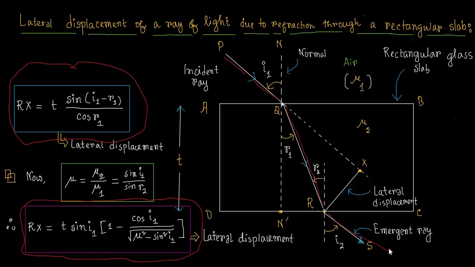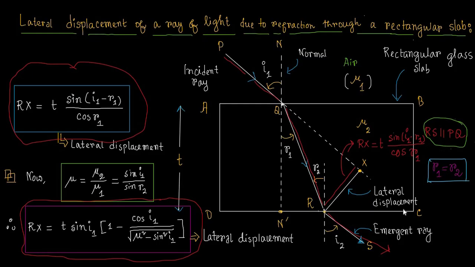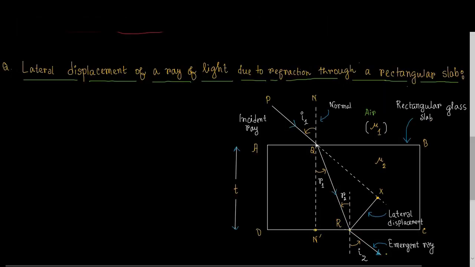The ray is traveling along PQ, QR and RS. Here RS is parallel to PQ, and Rx is the lateral displacement which has the expression t sine (I1 minus R1) divided by cos R1. The emergent ray RS is parallel to the incident ray PQ, and here R1 is equal to R2.